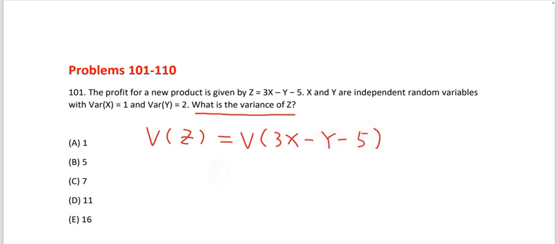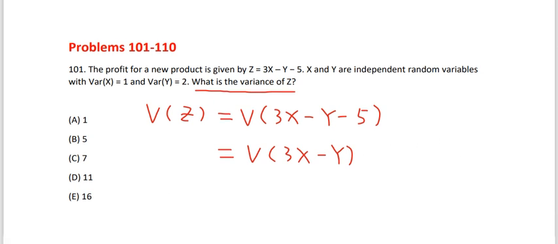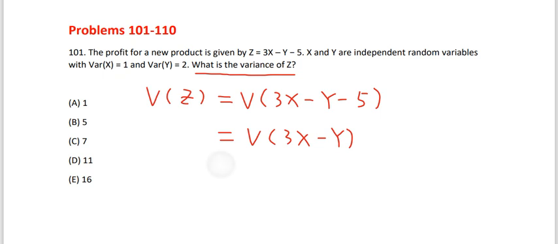So at first, the variance of a constant is 0, right? So we can remove this constant. So this variance equals V(3X minus Y). We can use the formula for V(aX plus bY).